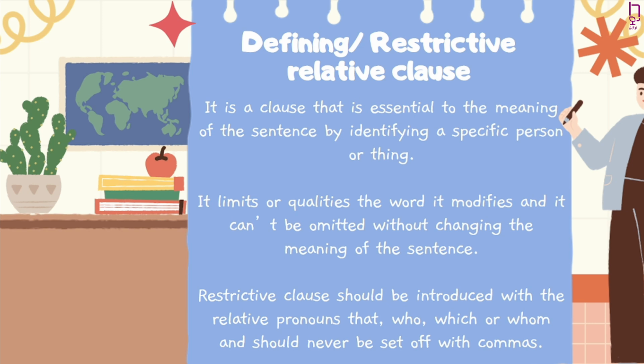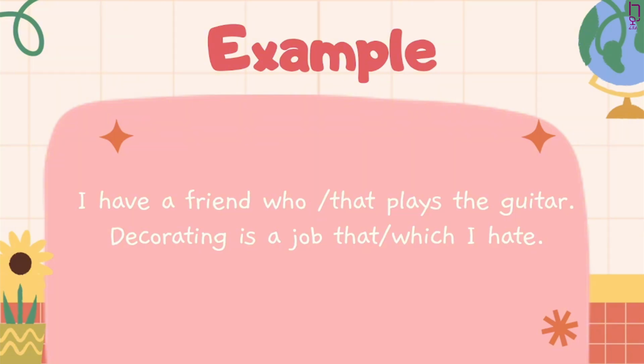So a defining clause limits or qualifies the word it modifies, and it can't be omitted without changing the meaning of the sentence. Restrictive clauses should be introduced with the relative pronouns that, who, which, whom, because they indicate the specific person or thing, and they should never be set off with commas. For example, I have a friend who plays the guitar, or I have a friend that plays the guitar. Decorating is a job that I hate. Decorating is a job which I hate. So it adds a specific thing or person.